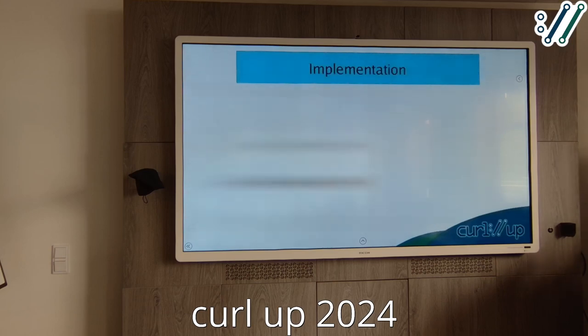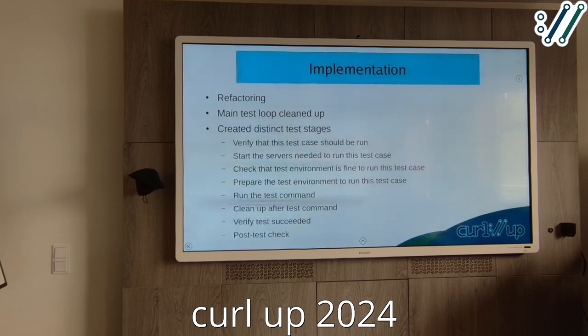So some of the implementation steps that I had to go through to get to this point. The first big one was a bunch of refactoring. So I cleaned up the main test loop. I created a number of distinct test stages. This is all stuff that was happening before, but it wasn't all happening in one place. It was sort of spread out. Things were added in places as they were needed, without really considering the parallel testing case, because that didn't make any sense back then. So I cleaned that up and made a number of distinct stages.